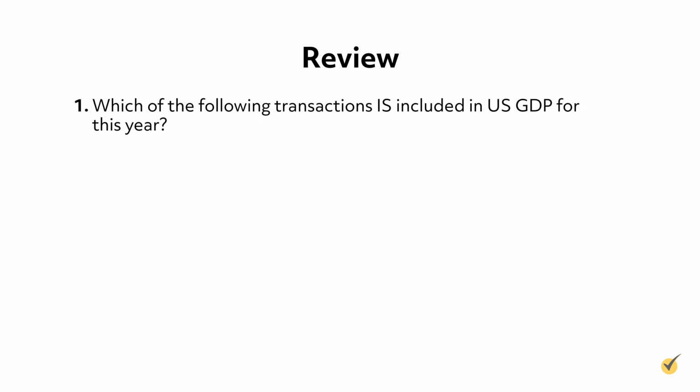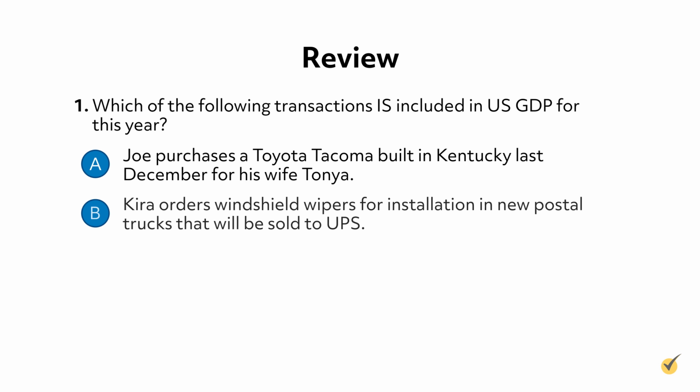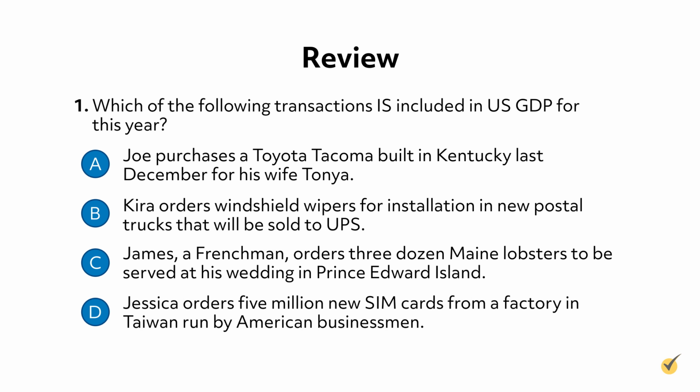Now, let's go over a few review questions. Number 1, which of the following transactions is included in U.S. GDP for this year? A. Joe purchases a Toyota Tacoma built in Kentucky last December for his wife Tanya. B. Kira orders windshield wipers for installation in new postal trucks that will be sold to UPS. C. James, a Frenchman, orders 3 dozen Maine lobsters to be served at his wedding in Prince Edward Island. Or D. Jessica orders 5 million new SIM cards from a factory in Taiwan run by American businessmen.